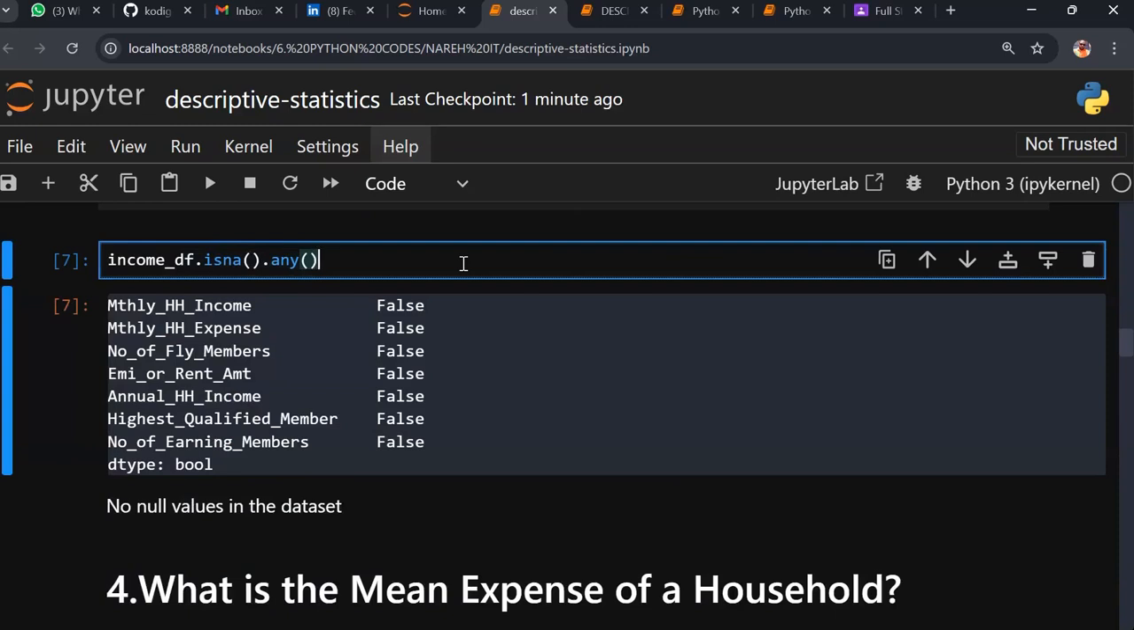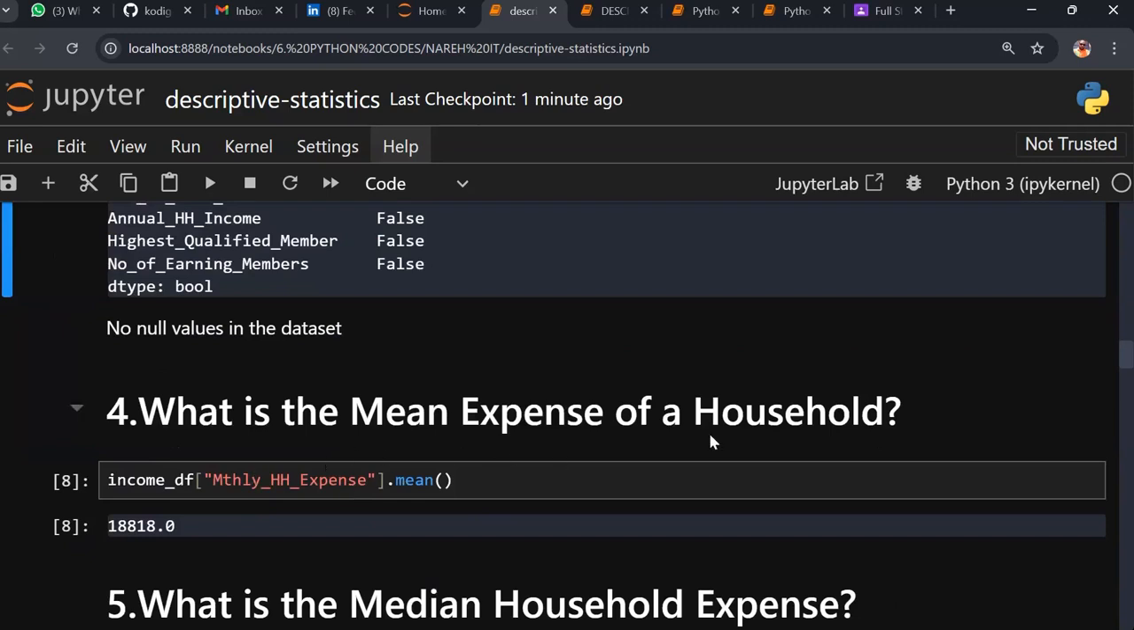Now is any and all. Are you done or not? So isnull. Do you have any null values? No, false. What is the mean expenses? Do you know in your family, your parents spend money on you? Have you asked what is the mean expenses of your family?